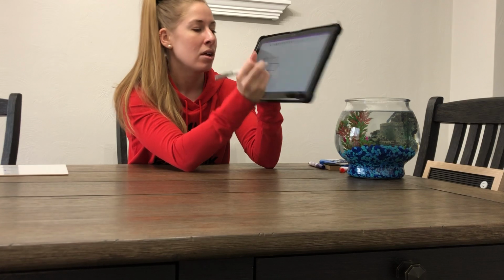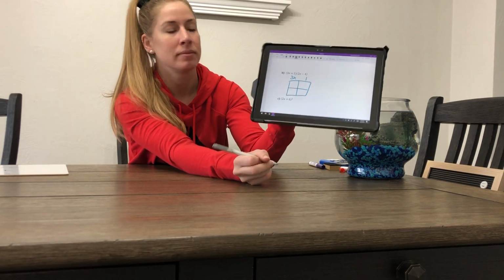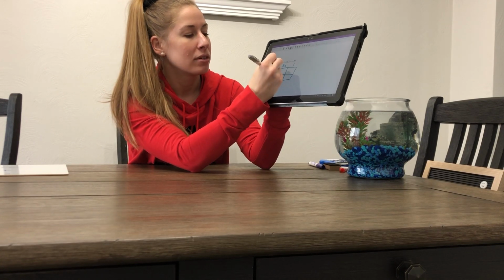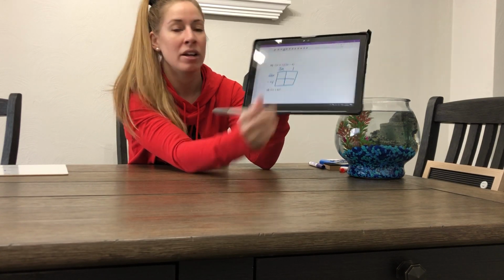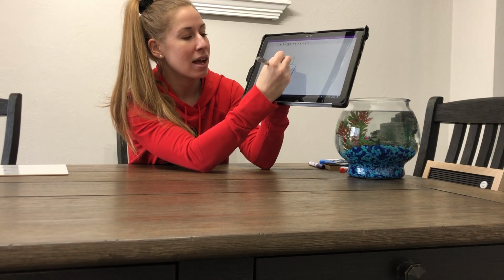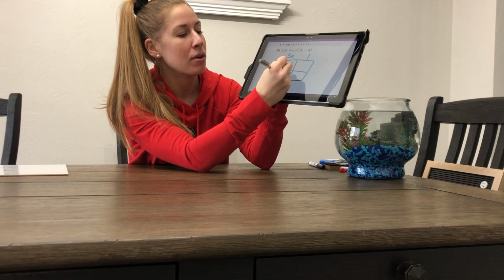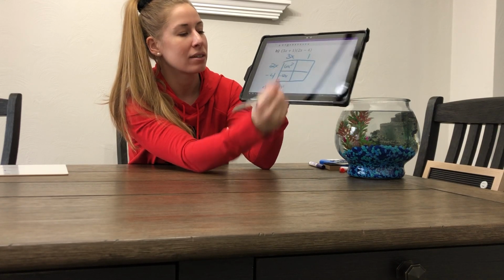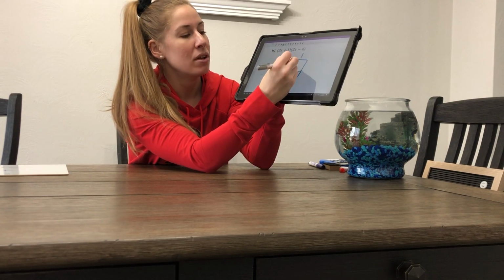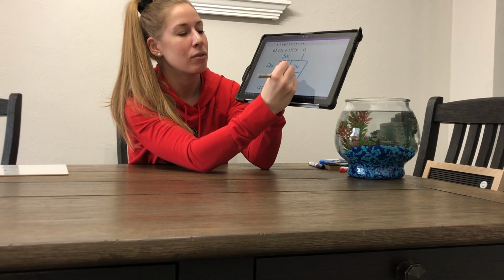Okay, 3x plus 1. 3x, positive 1. 2x minus 4. And you're multiplying them. 2x times 3x is 6x squared. 3x times negative 4 is negative 12x. 2x times 1 is 2x. Negative 4 times 1 is negative 4.